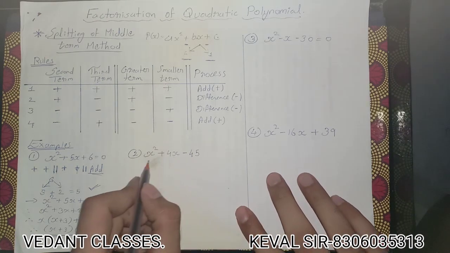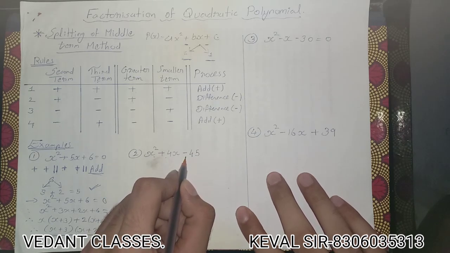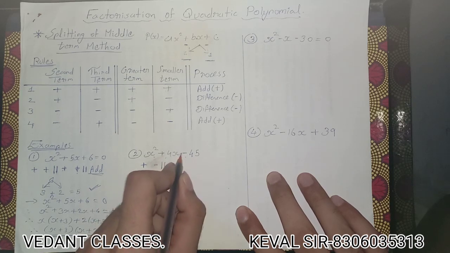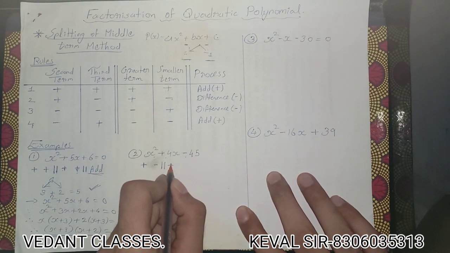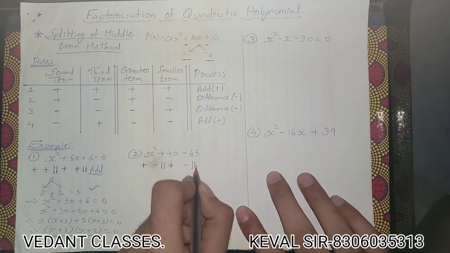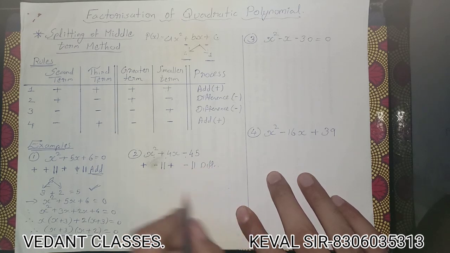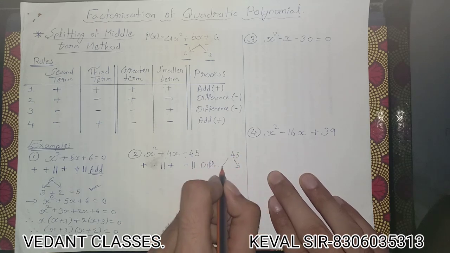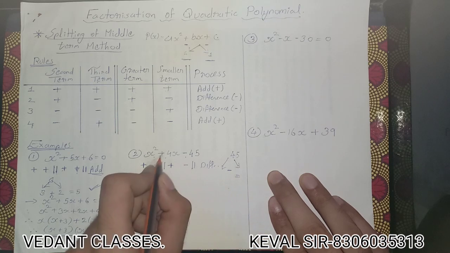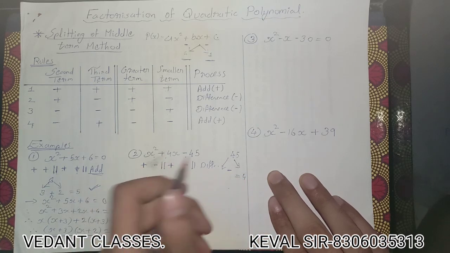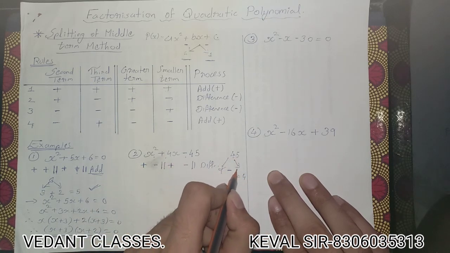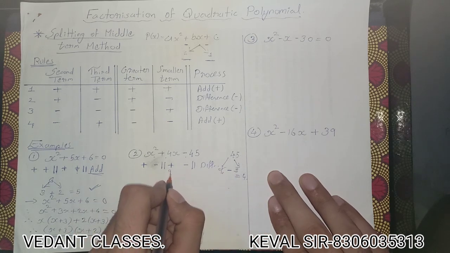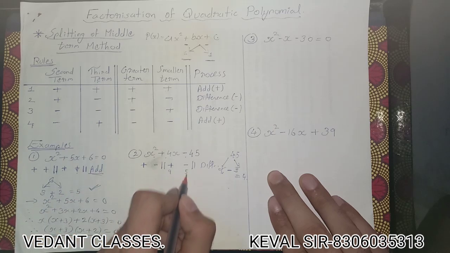Now let's see the next one: x square plus 4x minus 45. You can see here plus minus, so it will be plus minus. The greater term will be plus, the smaller term will be minus, and in this case you need to find the difference. So you just need to split the 45 into two numbers whose difference is equal to the center one, that is 4. So 45 is 9 fives, and the difference between 9 and 5 is 4. So the sign for the 9 is plus and for the 5 it will be minus.